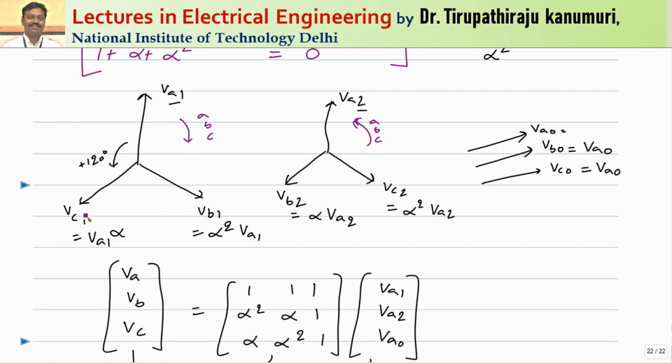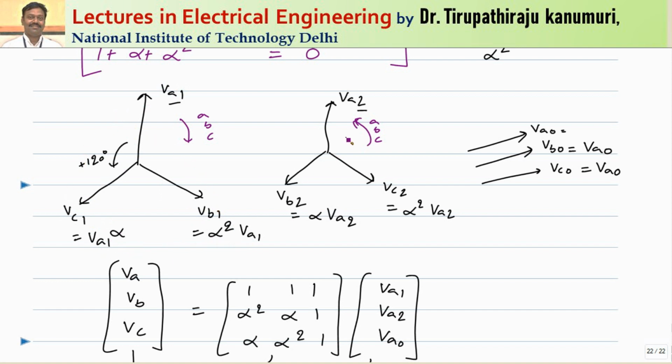So you can see here I want to write VC1. VC1 I can write as, because it is displaced by 120 degrees in anti-clockwise direction, so I can just multiply with alpha. So VC1 is nothing but alpha times of VA1. Similarly, VB1 will be equal to alpha square times of VA1, because magnitude remains same. Whatever is the magnitude of VA1, same thing will be there for these two, but they are displaced by 120 degrees.